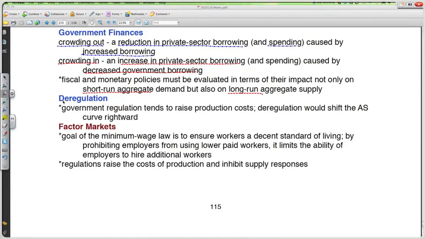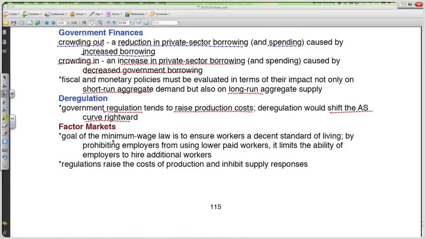A lot of the times when we look at deregulation, it's the idea that if the government does regulate, it's increasing production costs. So if you decrease regulation, then you shift aggregate supply to the right. If you shift production costs down, you increase aggregate supply.